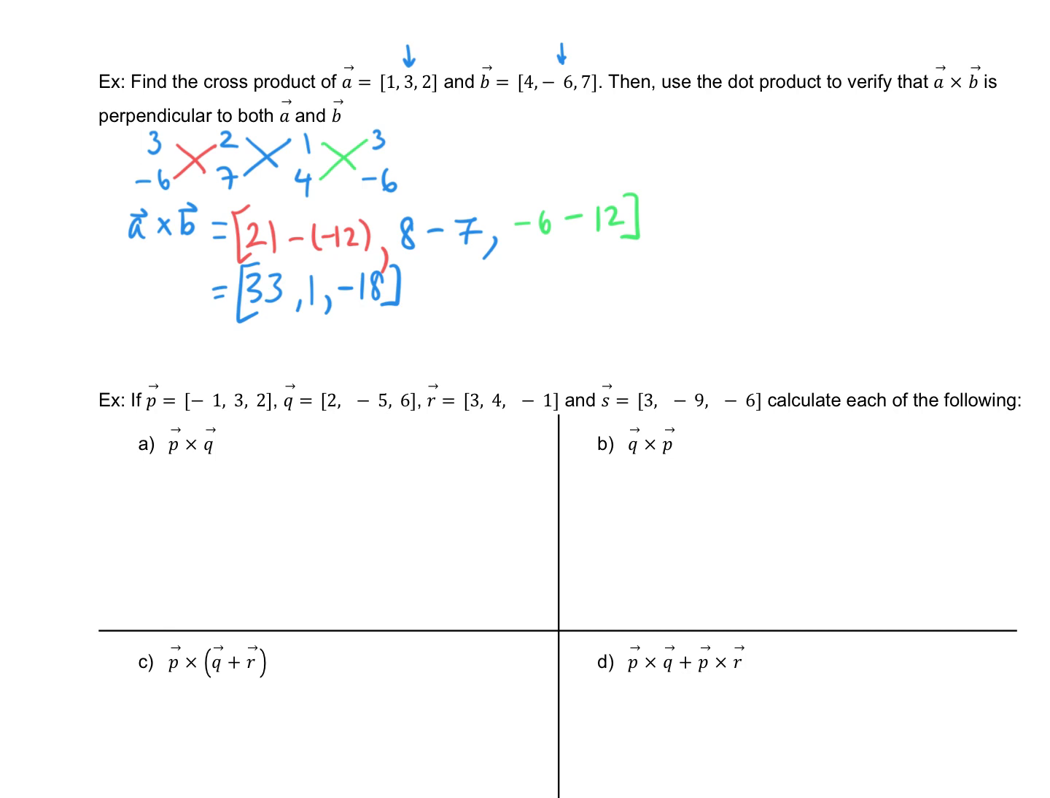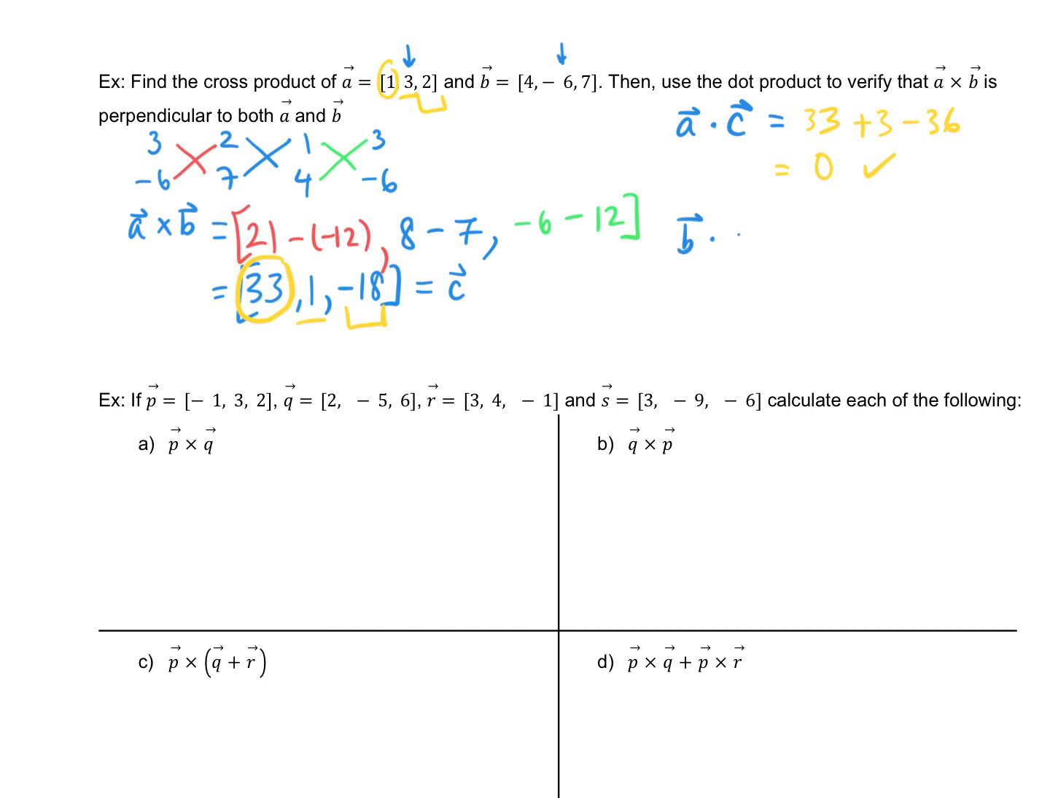Now, if you're not confident about it, let's try checking our work with the dot product. I'm just going to call this vector C. So, A dot the cross product we just got should give us 0. So let's take a look. For our dot product, we're multiplying the x components. 33 times 1 is 33. 1 times 3 is 3. -18 times 2 is -36. If we add those values, we get 0. So that means vector A is actually perpendicular to that cross product.